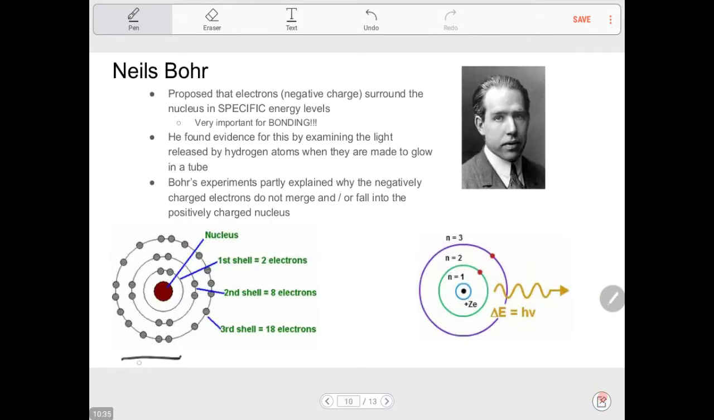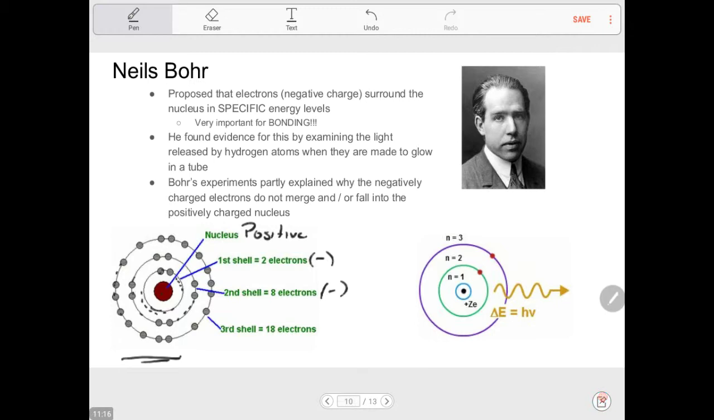If you look over to this point, in the middle, you have your nucleus, and the nucleus is going to have a positive charge. But what Bohr discovered is that the electrons essentially exist around the nucleus in different levels, and each level can hold a different number of electrons. So for example, the first level around the nucleus can hold 2 electrons, or 2 negative charges. The next level, the second level, can hold 8 electrons or 8 negative charges.